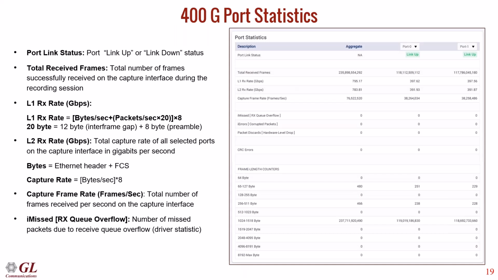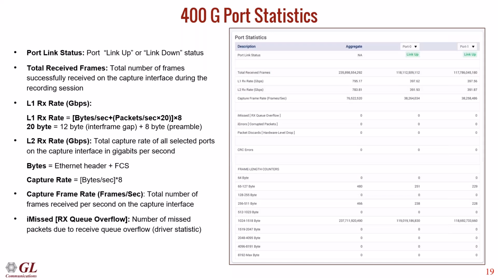So now we have the port statistics, which shows you stats for each individual port. Again, we're showing you the total number of frames received, layer 2 receive rate, capture frame rate. Here we're also showing you the layer 1 receive rate, which essentially is the max, sort of the raw data rate that we're seeing on the port. The layer 1 rate includes the overhead, like the preamble, the interframe gap, and so on. So that's 20 extra bytes that's added for each frame. So that number will be a little bit higher compared to the layer 2 rate, depending on the frame size.